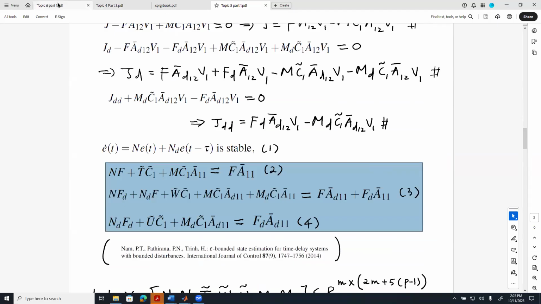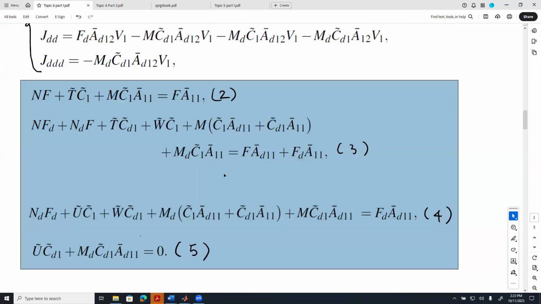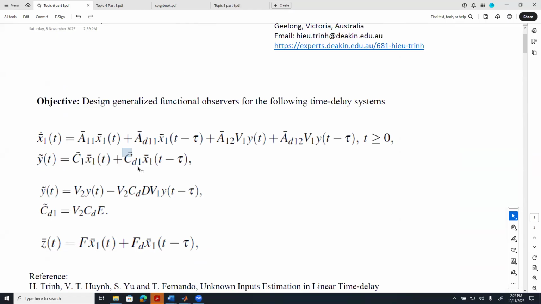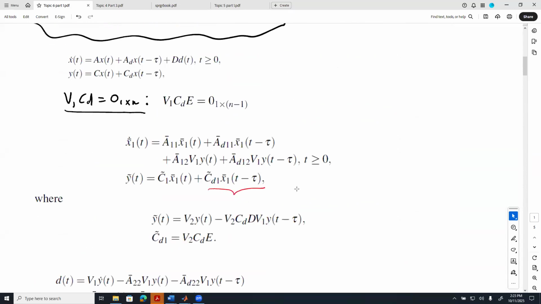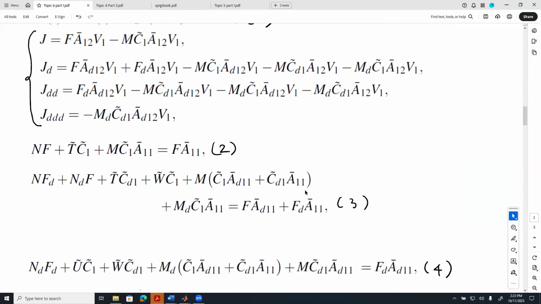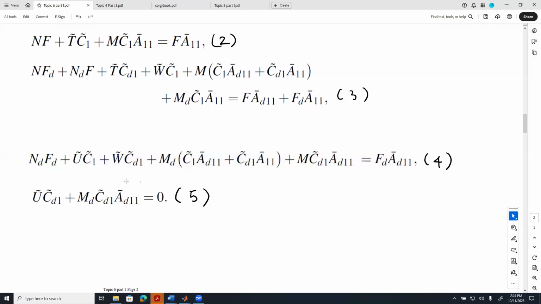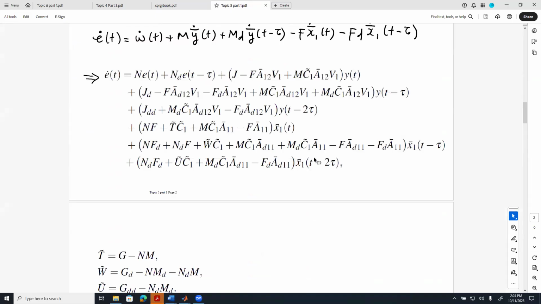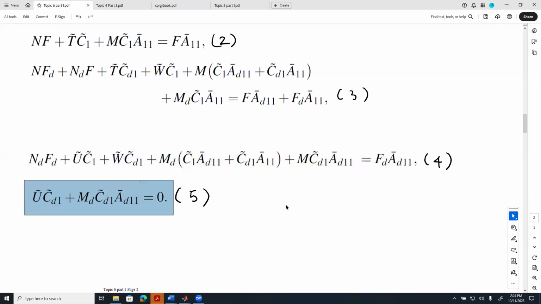Now, because of the delay in the output measurement vector y tilde t, we get C tilde D1, which is non-zero. That gives rise to another equation, which corresponds to x bar 1 of t minus 3 tau. In the previous case we went up to t minus 2 tau, but now we go up to x bar 1 of t minus 3 tau.